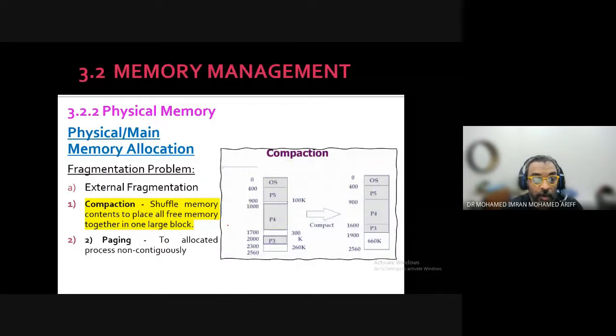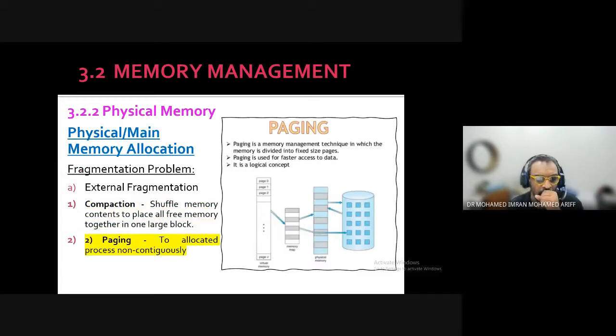Okay, so this is how compaction will look like. These are empty spots here. When we do compaction, kita akan susun balik so that all the empty spots come down here. Okay, empty spots come down here. This is how you want to solve external fragmentation. All right. So this is how we want to solve external fragmentation using the paging method.